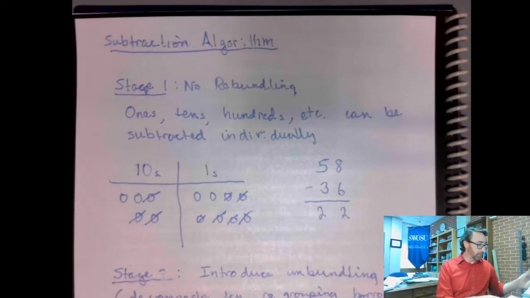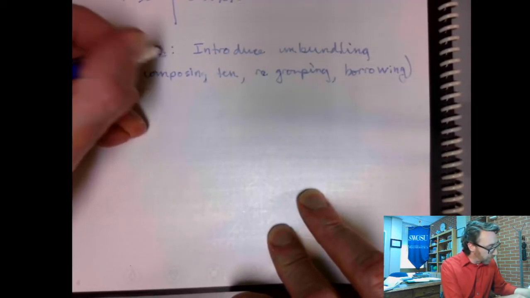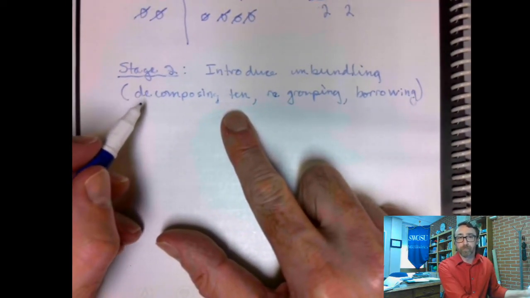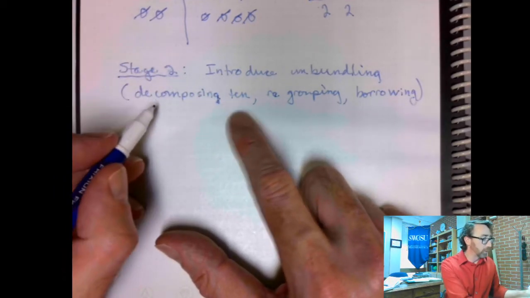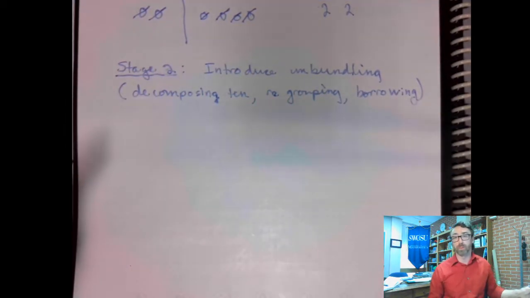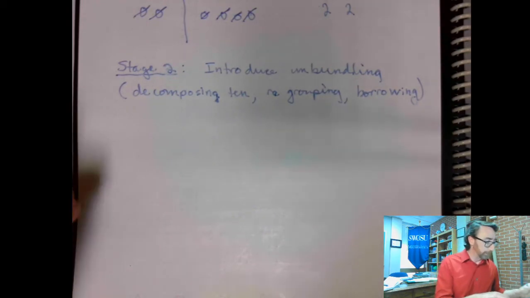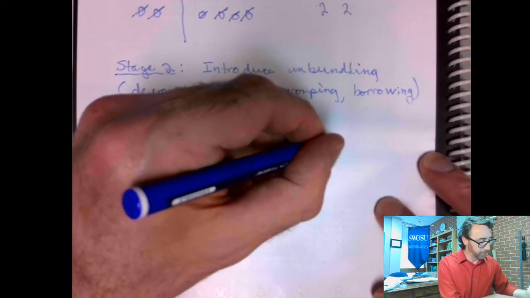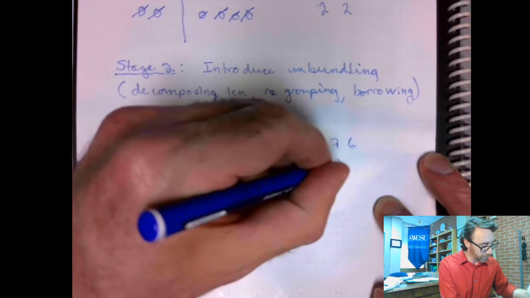So second stage, we would introduce unbundling, or goes by a few different names depending on the resources that you're using. Could be called decomposing a 10, could be called regrouping. When I learned it, it was called borrowing. Okay, so something like this. Let's do 76 minus 29.